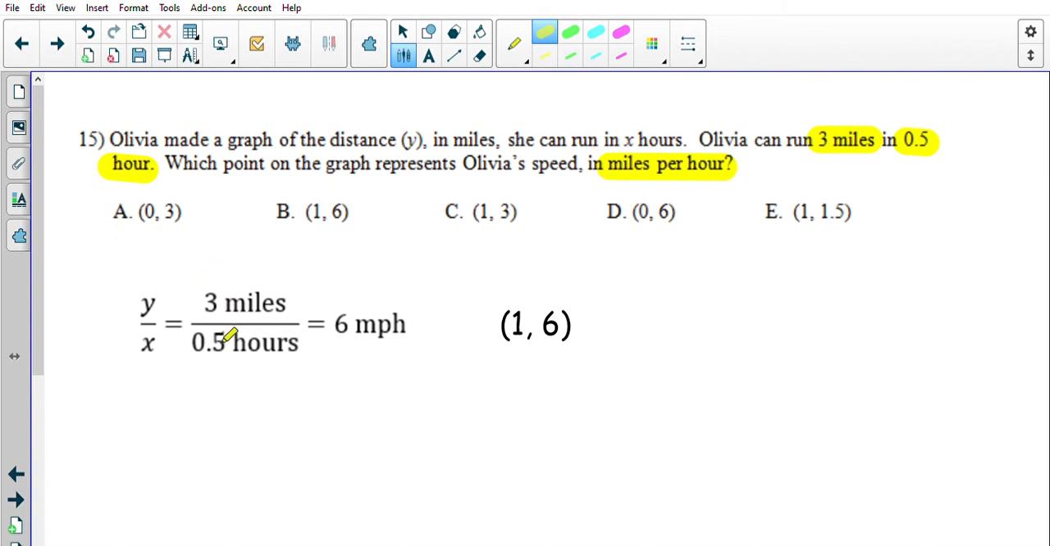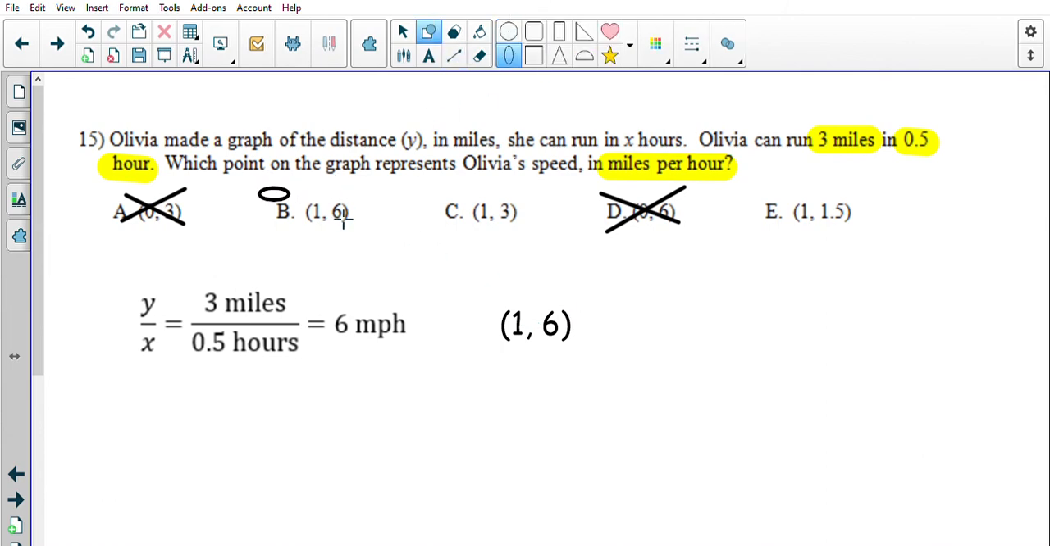So 3 divided by 0.5 is 6 miles per hour. Again, we know that our unit rate, which is what we're talking about here, miles per hour, has to be 1 comma something, which means we can eliminate choice A and choice D. And since we know that she can run 6 miles per hour, the only choice that makes sense here is choice B, which is 1 comma 6.